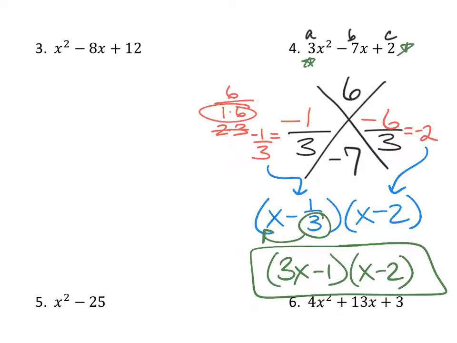If you want to pause the video right now, I want you to try number 3. Number 3 still has an a value of 1, so it's back to being kind of easier, but it does have the funky signs. So pause the video right now and give it a shot.